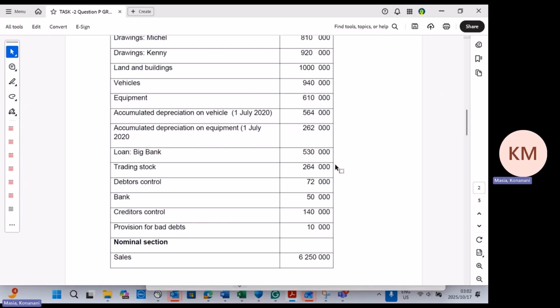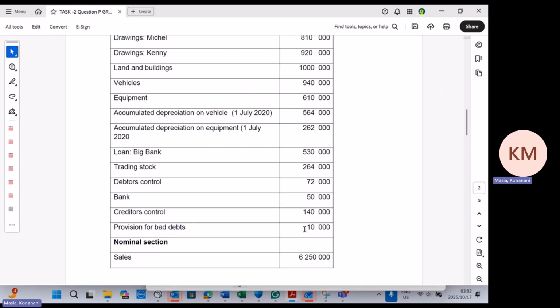Okay, now that is very important in answering a question. There's certain things like provision of bad debts here. This is a balance sheet item. Then obviously there's going to be some provision that I need to make for the year before I account it in a balance sheet.